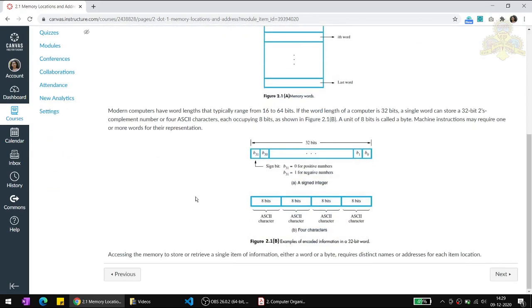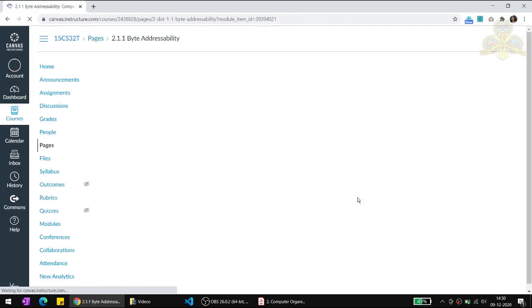As we know, a word could range from 16 to 64 bits. This is the representation of 32 bits, that means 4 bytes. Now, these 32 bits, a single word, can contain either the 2's complement of a number or four ASCII characters. Each of those ASCII characters would occupy 8 bits. Getting it? Once this is done, what you have to write next is what byte addressability is.